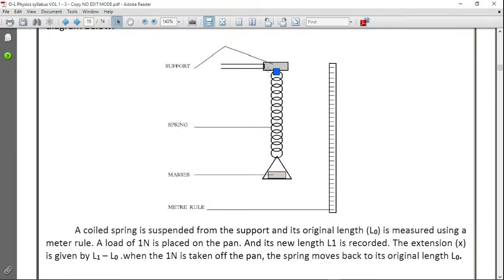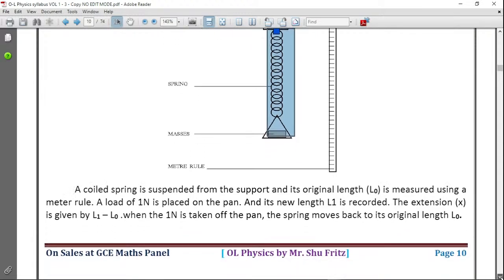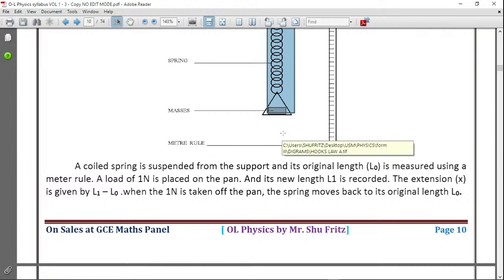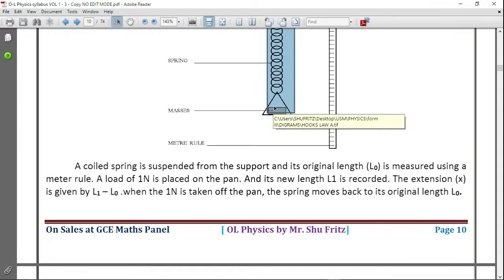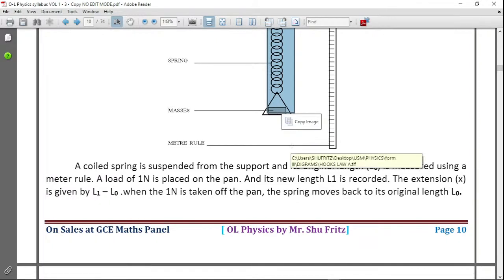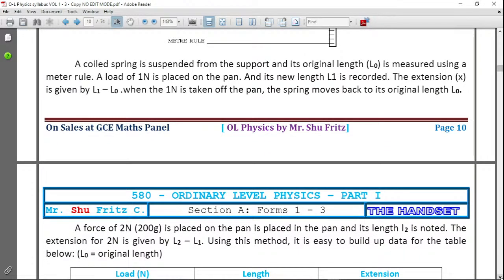For this spring, the unstretched length is called the original length, L0. When the spring is not loaded, we talk about its original length. We can get the extension by taking the new length minus the original length. For example, say the original length was 1 meter when no load was on the pan. Now, when we put a load of 1 kilogram, it moves to 1.1 meter. So what is the extension? The extension is 0.1 meter, which is 1.1 meter minus 1 meter. We will look at more of this in part 2.